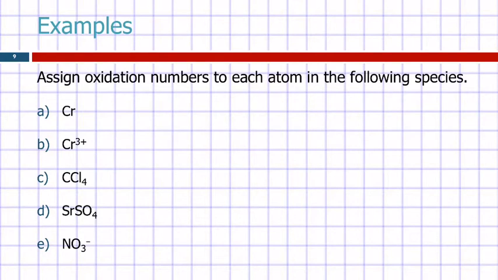So let's practice. Assign oxidation numbers to each atom in the following species. Here we've got chromium, just chromium all by itself. What's the oxidation number? 0. This is an element. There is only chromium, and overall it has a 0 charge. All the oxidation numbers within this thing have to add up to 0, and since there's only chromium, it's got to be 0. So the oxidation number on chromium is 0. How about chromium 3+ ion?